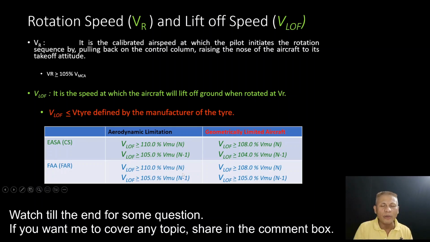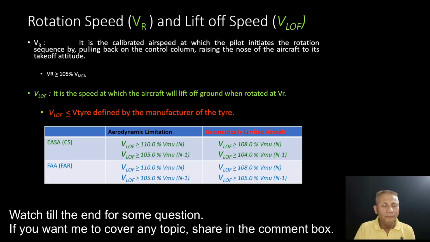However, for the geometrically limited aircraft, what does a geometrically limited aircraft mean? At that particular VLOF, the tail of the aircraft will touch the ground. So that is the geometrically limited aircraft. For the geometrically limited aircraft, the minimum VLOF has to be at least equal to or higher than 108% of my VMU with all engines operational under EASA rules, and 104% of the minimum unstick speed with one engine failure. Whereas for the FAR or FAA rules, it should be at least higher than 108% of the VMU and 105% of the VMU with single engine.